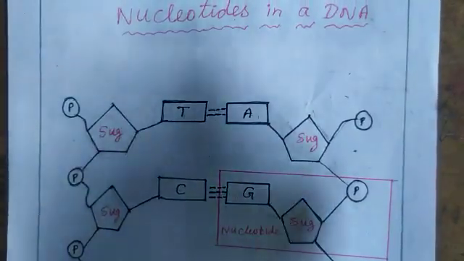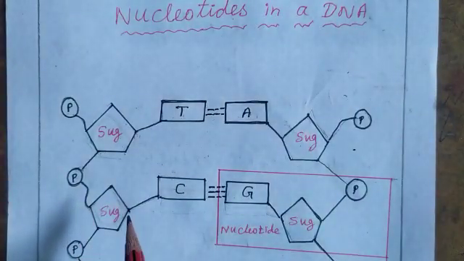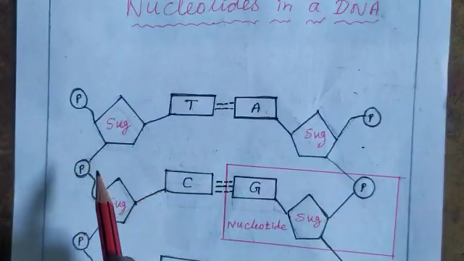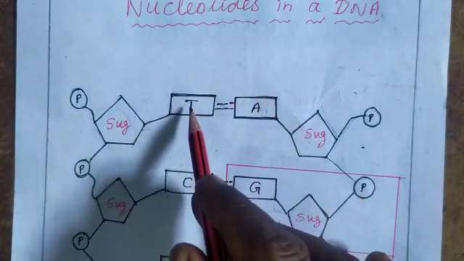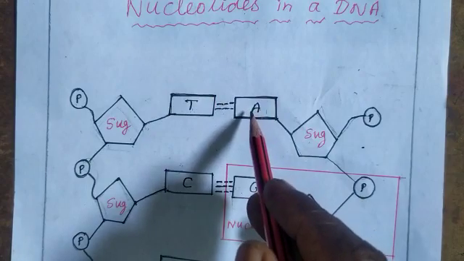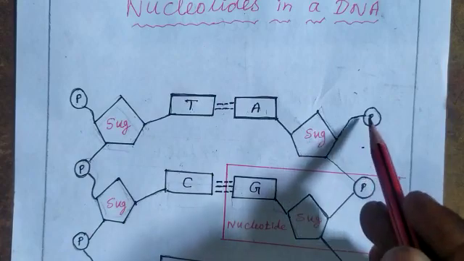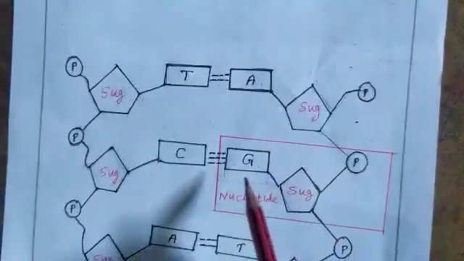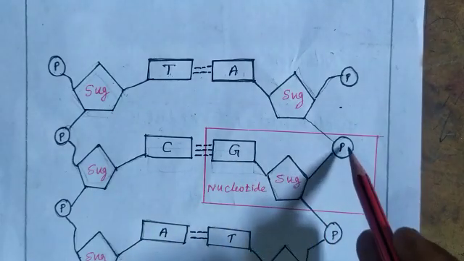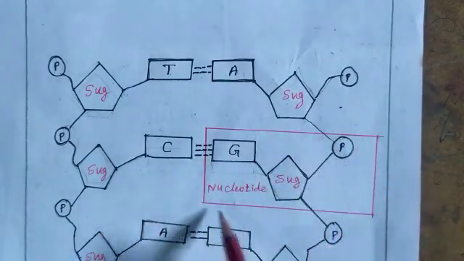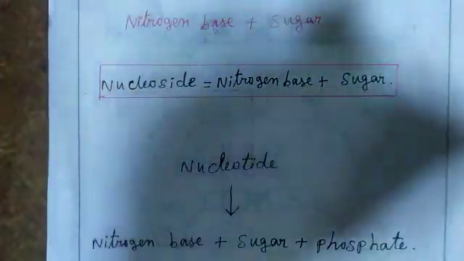Now we see a nucleotide in a DNA. What is one nucleotide? Already we studied the sugar molecule, and this is the nitrogenous base, T for thymine, A for adenine. Then the other one is the phosphate group. One nucleotide consists of a nitrogenous base, sugar and phosphate group. This is called one nucleotide.